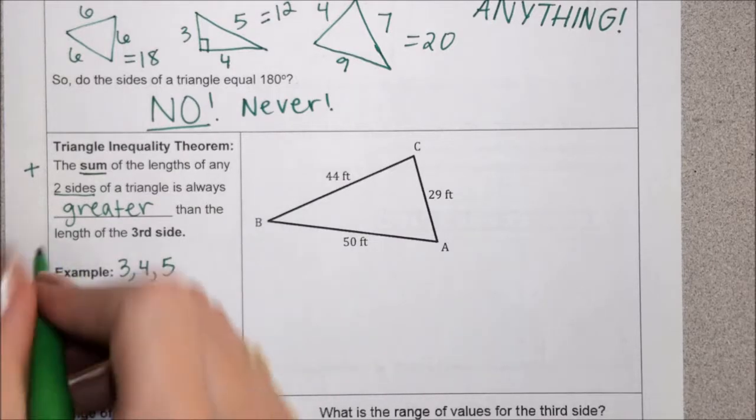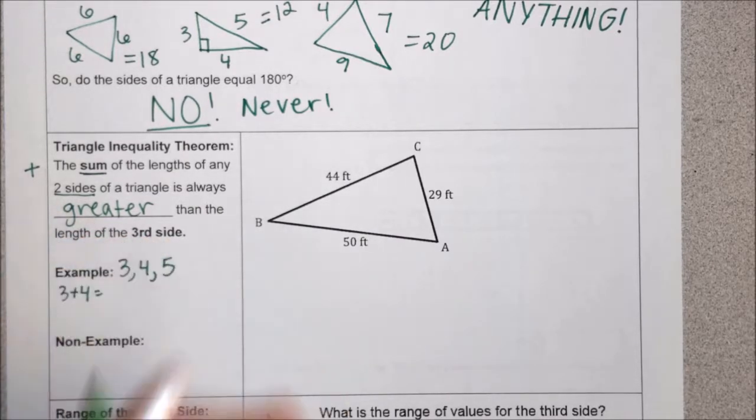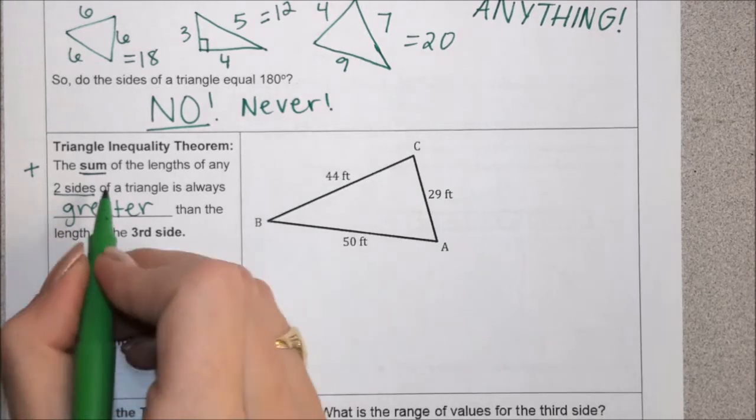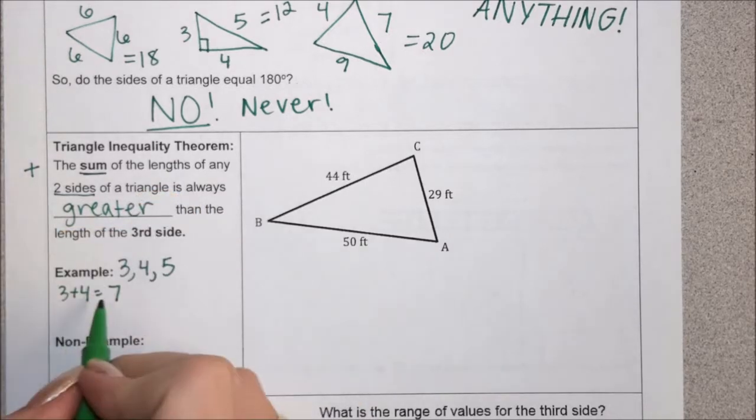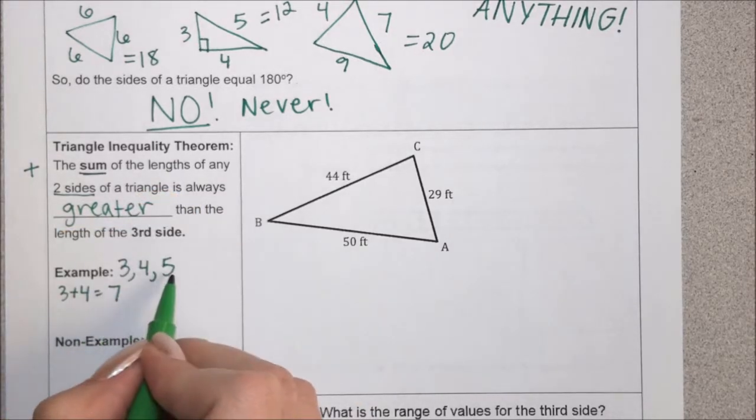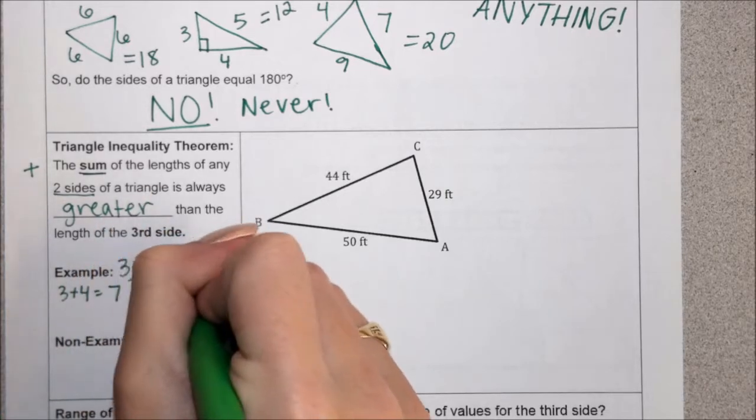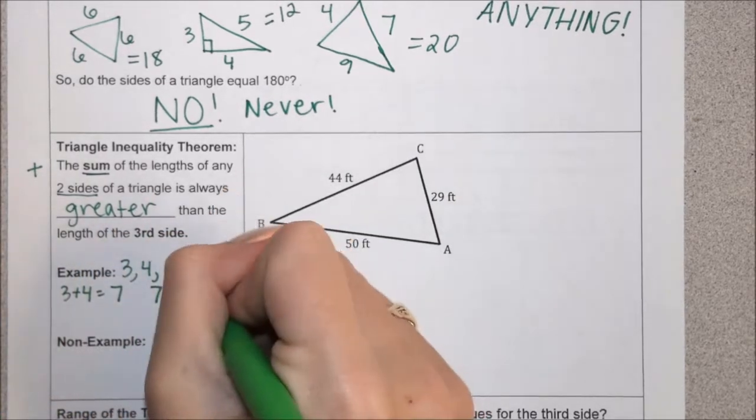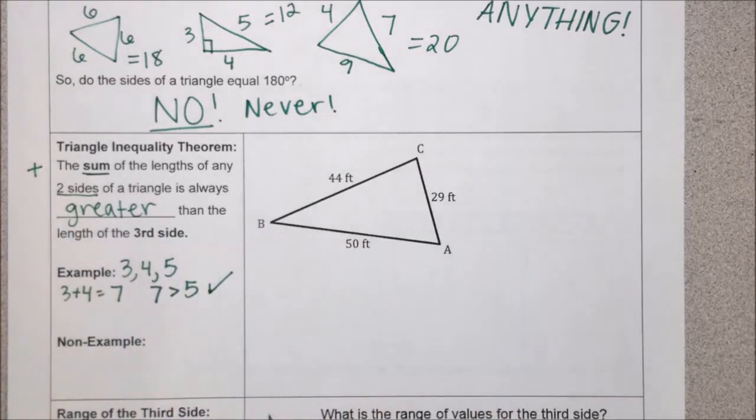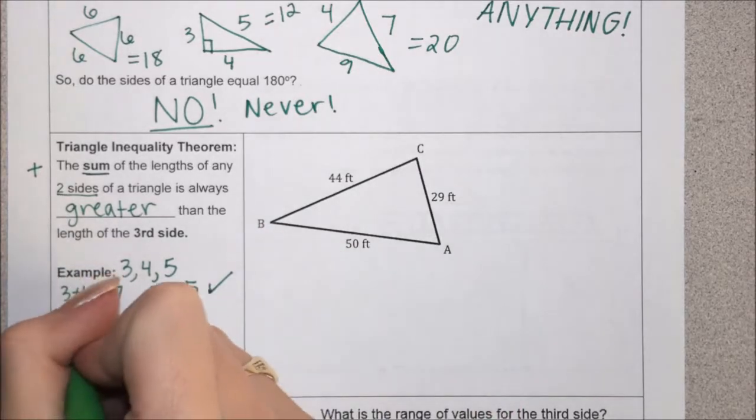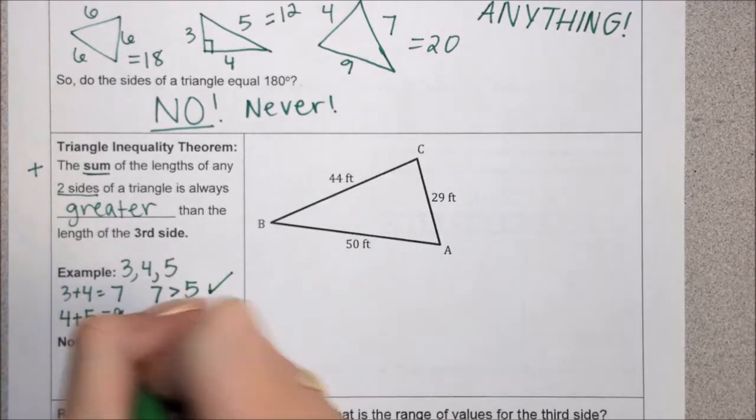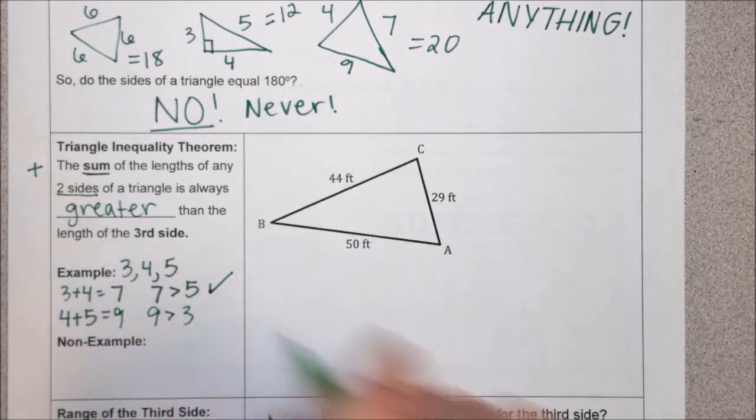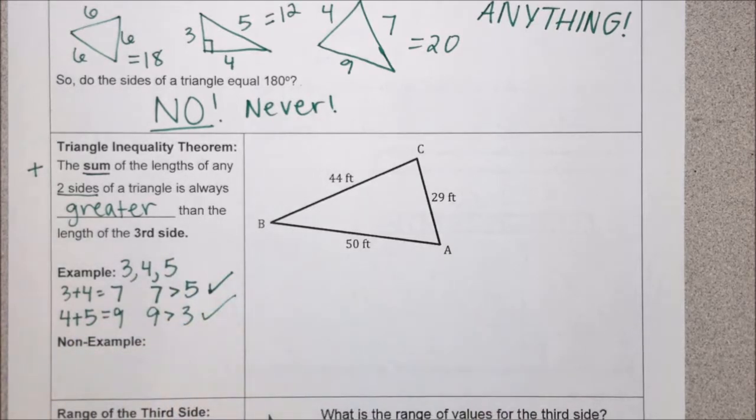And if you pick two of these sides to add together, 3 plus 4, the sum of these two sides, so the sum of two sides, 3 plus 4 is 7. Now we need to check, is the sum bigger than the third side? Is 7 bigger than 5? Yes, it is. I give that a little check mark, so that is good. We can check another combination too. 4 plus 5, if you add those two, gives you 9. Is 9 bigger than 3? Yep. So this shows us that this is a triangle.